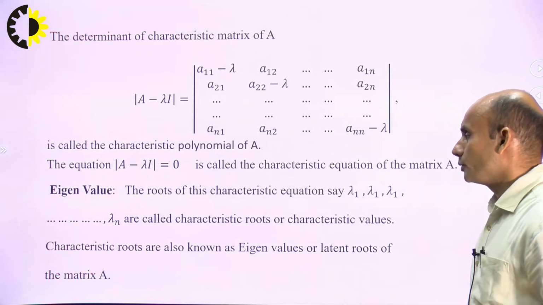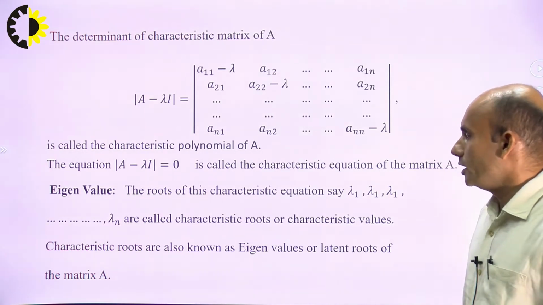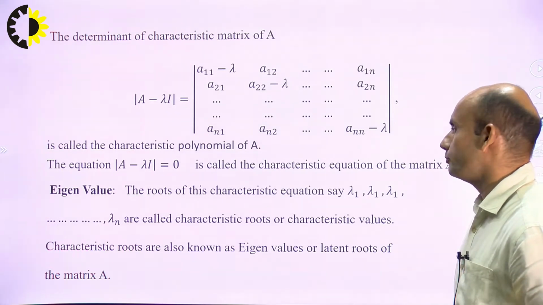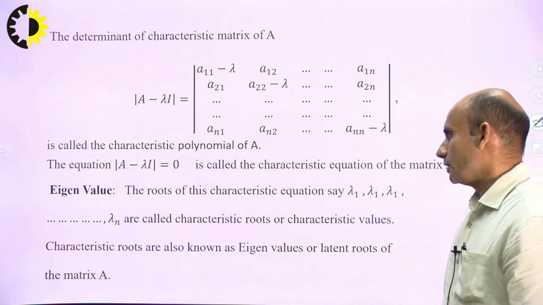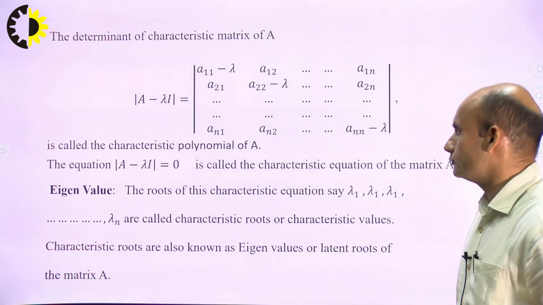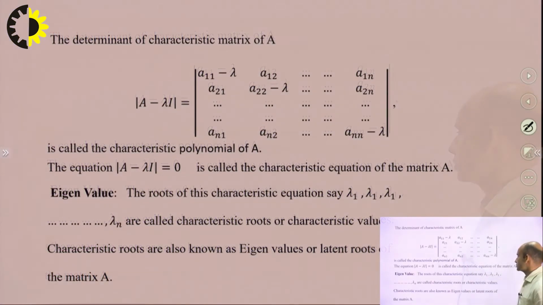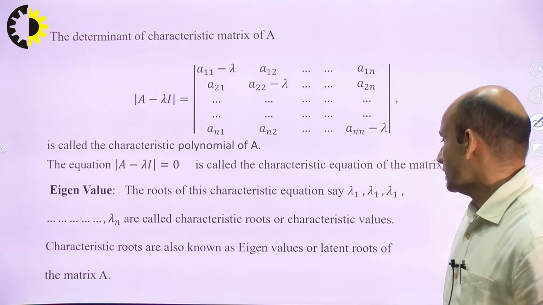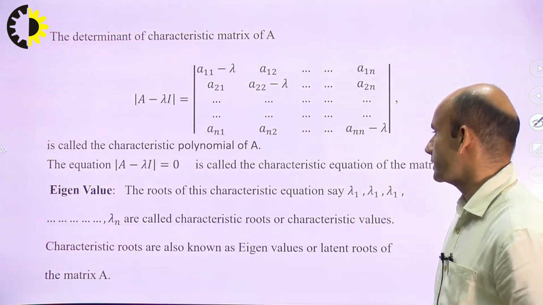Now we come to the point which is the characteristic equation. The equation determinant of A minus lambda I equals 0 is known as the characteristic equation of matrix A. Now the main point, which is the eigenvalue. Eigenvalues are the roots of this characteristic equation, and these are, say, lambda 1, lambda 2, and so on up to lambda n, and these are known as the characteristic roots or characteristic values. These are also known as the eigenvalues, latent values, latent roots, or proper values of matrix A.